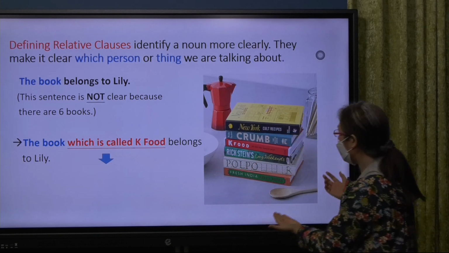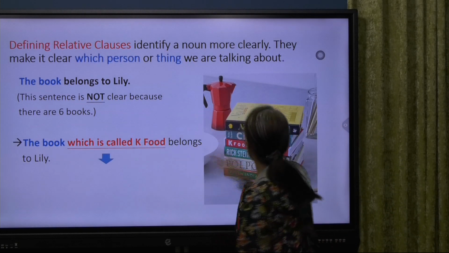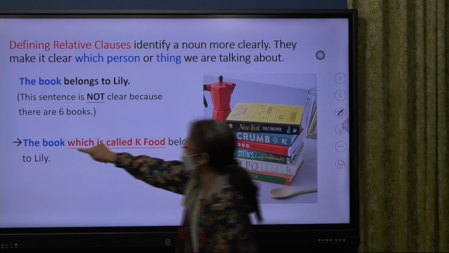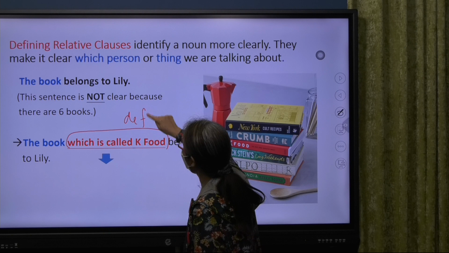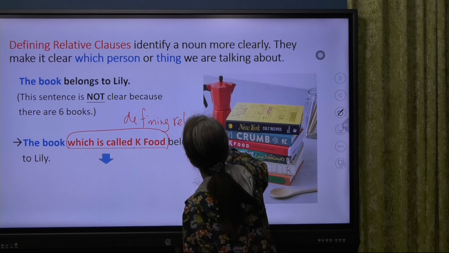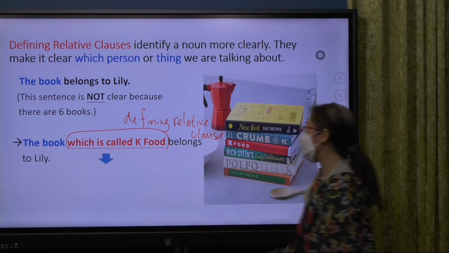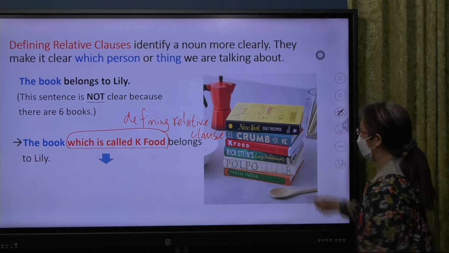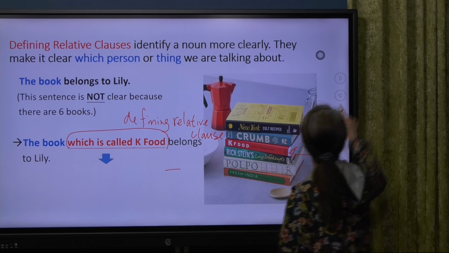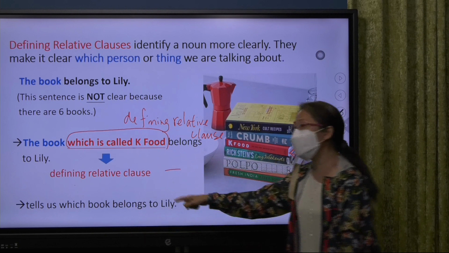For example, how do you know which one? I give you one more piece of information. The book is called K-Food. So here, this is the defining relative clause. After adding the defining relative clause, now do you know which book I am talking about? Look here, which one? Must be this one, K-Food. With the help of the defining relative clause, it tells us which book belongs to Lily.